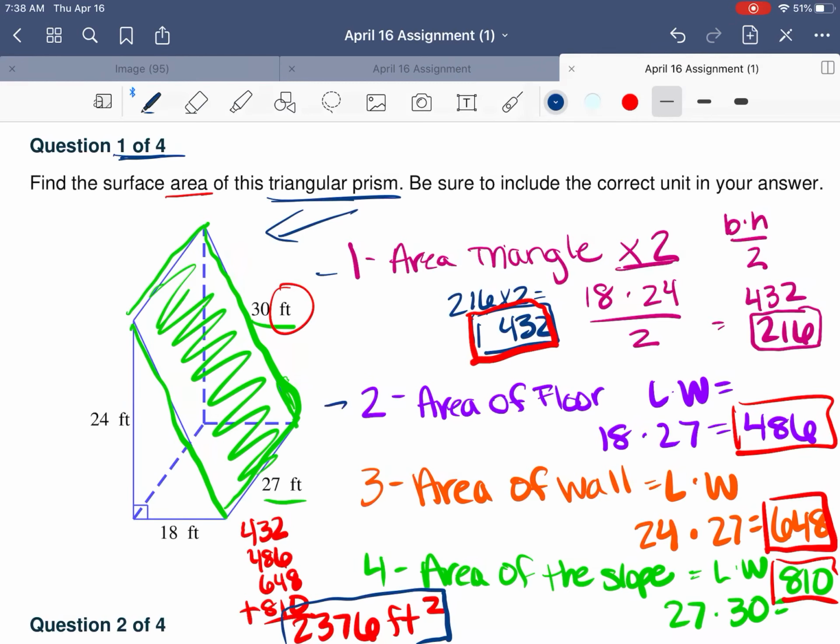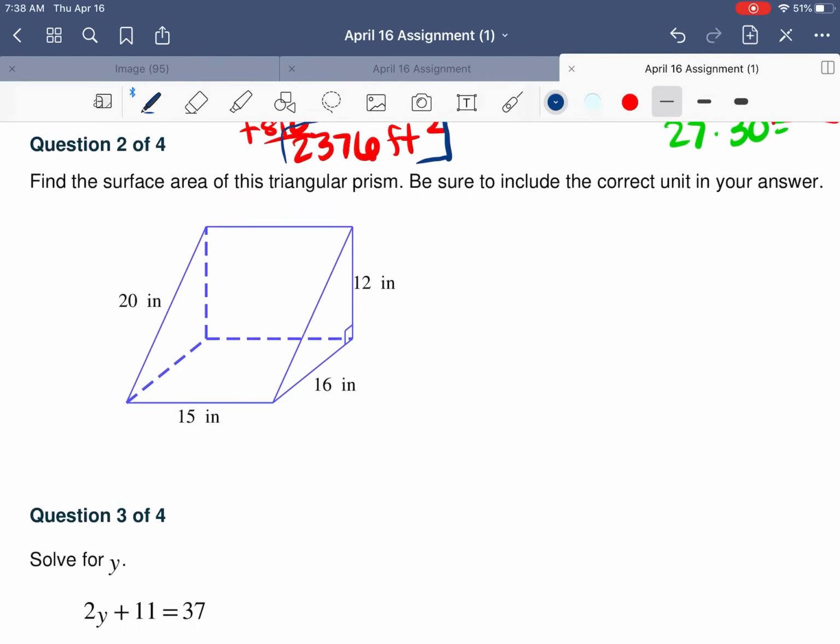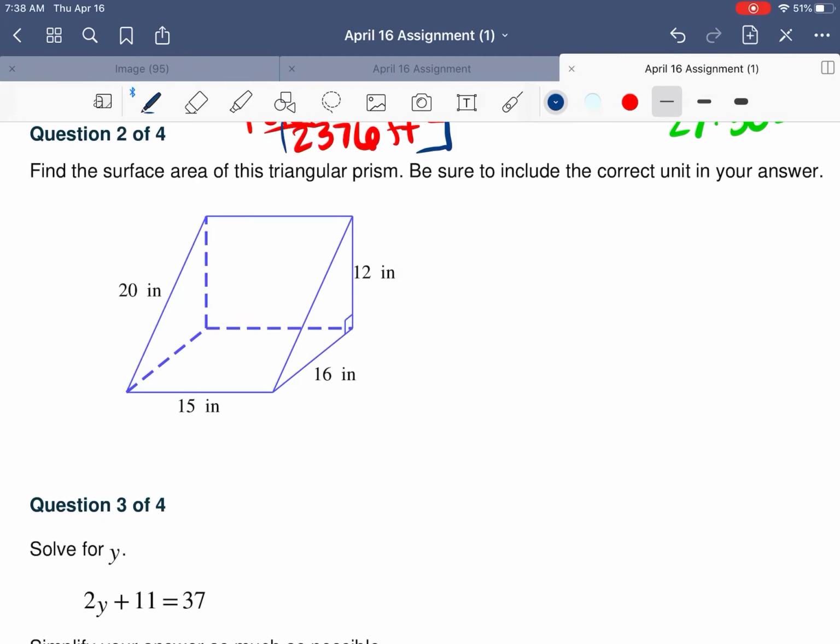the area of the floor, and I only need to find one of those, the area of the wall, I only needed to find one of those, and the area of the slope, only find one of those, and then add them all together. Okay, let's look at the second one and keep those steps in mind as we do it.